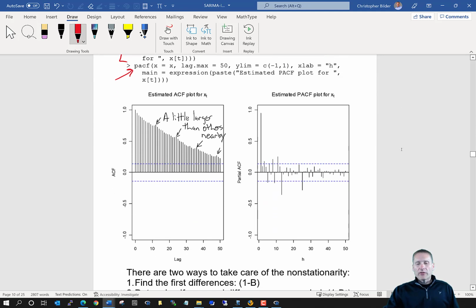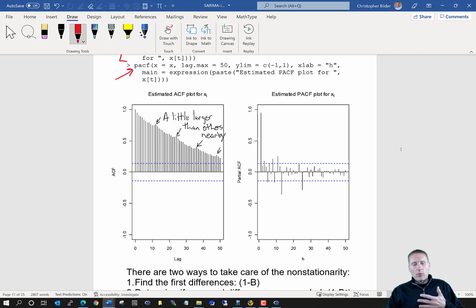So here's the corresponding plot of the autocorrelations and partial autocorrelations. Similar to what we saw with the plot over time, we see that we have some non-stationarity in the mean. With this ACF, that's represented by having these very large autocorrelations for the particular lags. These large autocorrelations take a long time to decrease.